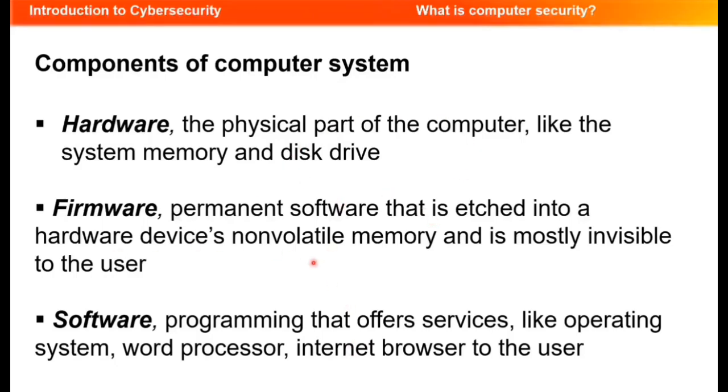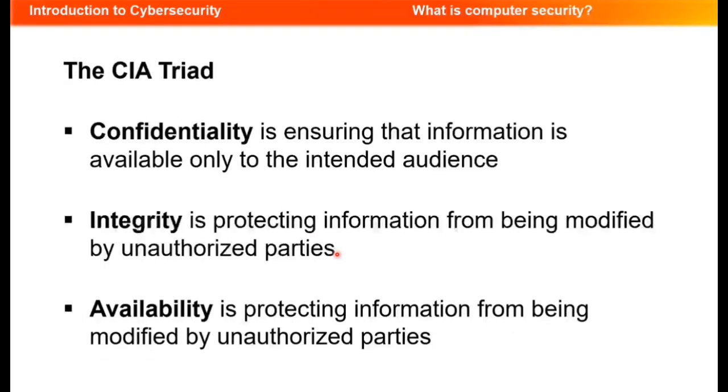So components of a computer system, here's three ways to think about them. The hardware is the physical part of the computer, like the memory, the disk drives, the other chips that are in there. The firmware is software that's actually permanently etched into hardware and is mostly invisible to the user. It's mostly used for behind-the-scenes type of work. And then software is programming that offers services like applications, word processors, internet browsers. That's what most users are familiar with. And that is not permanent software as far as the hardware goes.